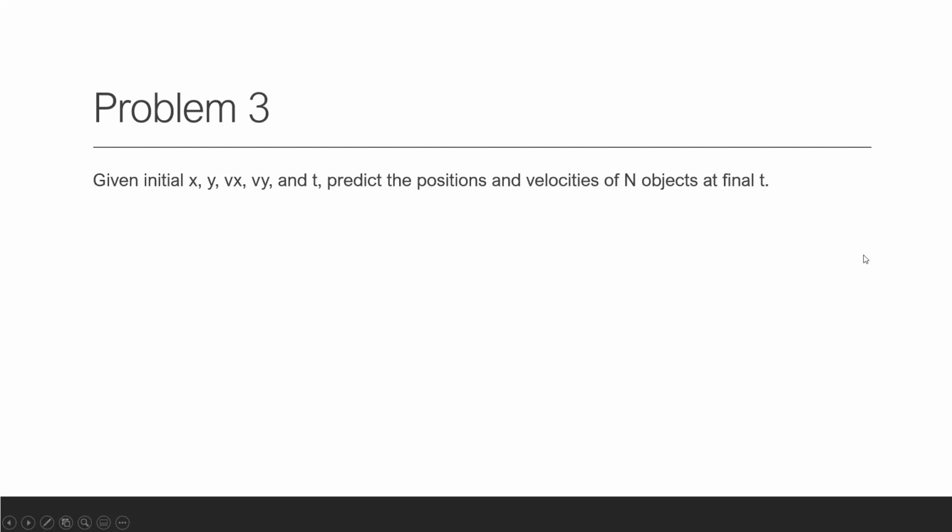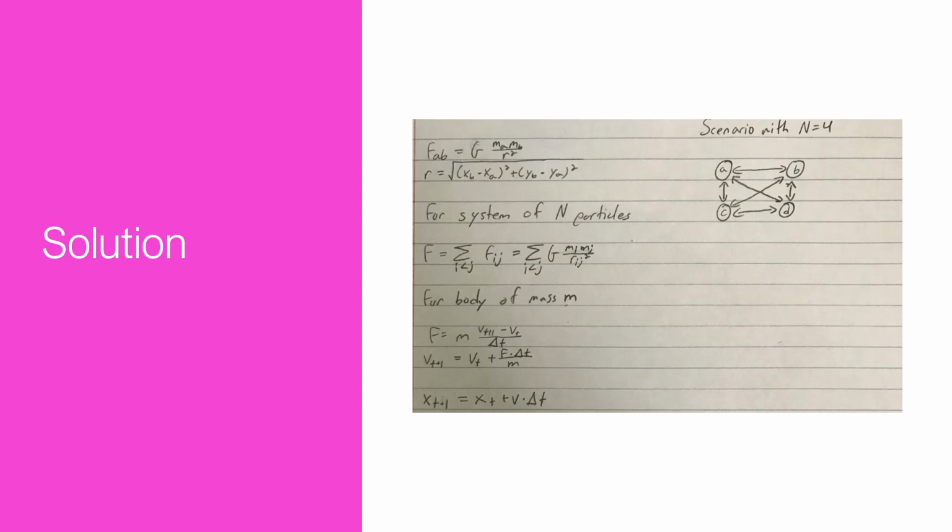So next, we have our third problem, which is given the initial x, y, vx, and vy, and t, predict the positions and velocities of n objects at final t. So our solution was we used the force of two objects, well, given any amount of objects, the force of two objects would equal G m of one object, m of the other object over r squared, and then r would be the root of x of one object minus x of the other squared plus the y of one object minus y of the other squared.